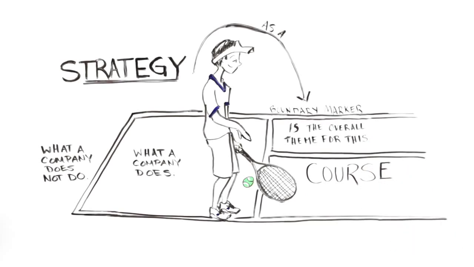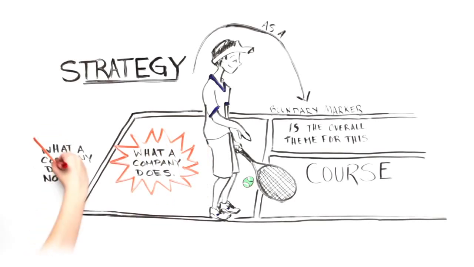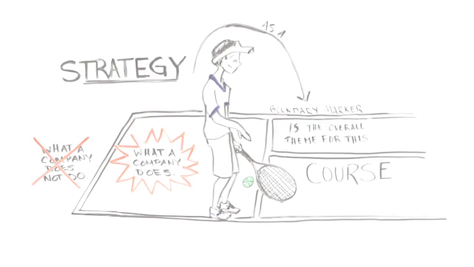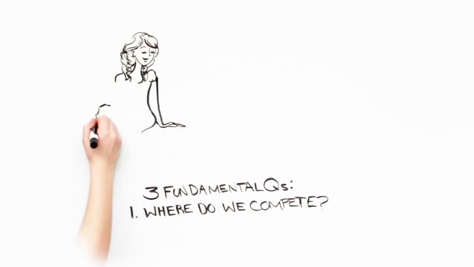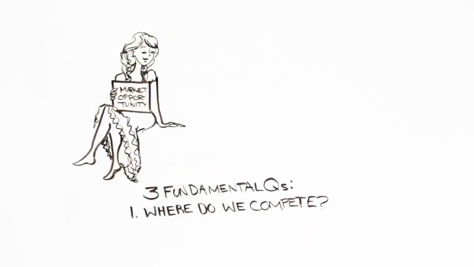Now, the whole idea of strategy as a boundary marker really is the overall theme for this course. So in this course, we want to think about strategy as a set of boundaries of what the company will and will not do. And these boundaries are defined by the answers to three very basic, very fundamental questions that I'll discuss one at a time. First, where do we compete? To answer this question, what we need is an attractive market opportunity.